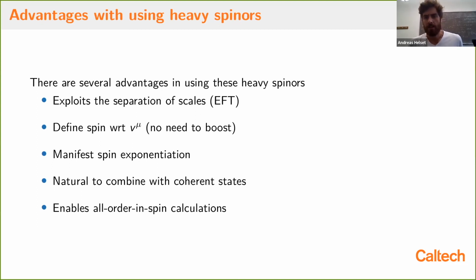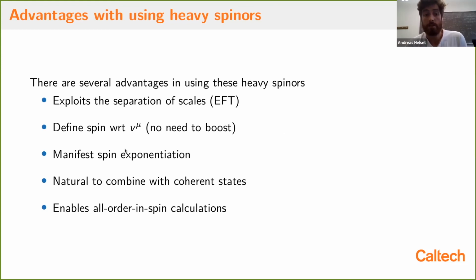And this calculation was made possible by use of these heavy spinors that we introduced before. And there are several reasons for this. The heavy spinors, I think, are great. For one, they exploit this separation of scales, namely this basic EFT idea. Secondly, because you have this conserved quantity, this V, you can then uniquely define the spin with respect to this V. And you don't need to do a Lorentz boost from one spinor to the other spinor to define the radius of the spin of the object.